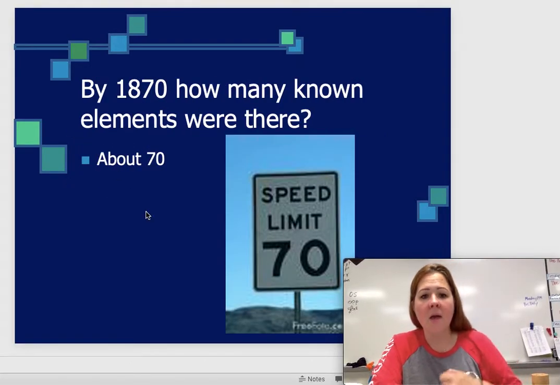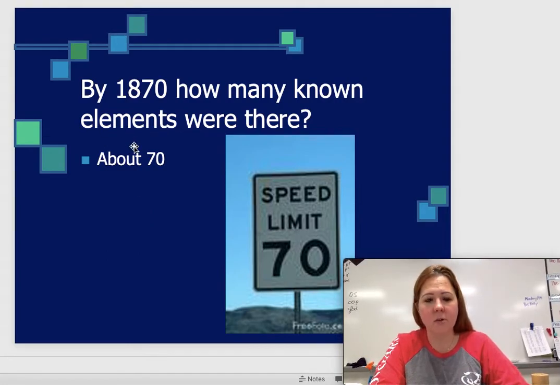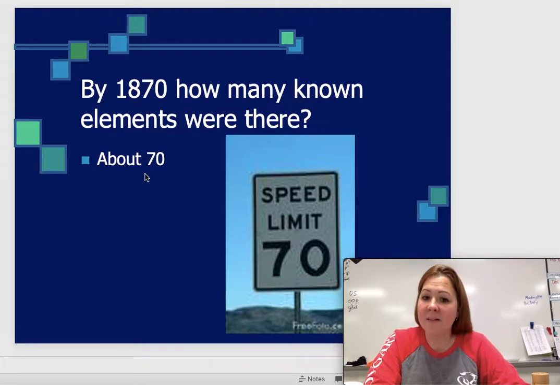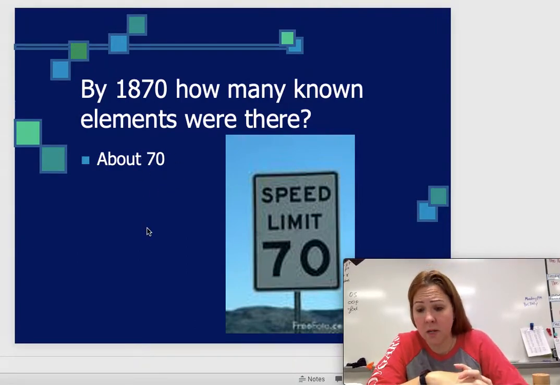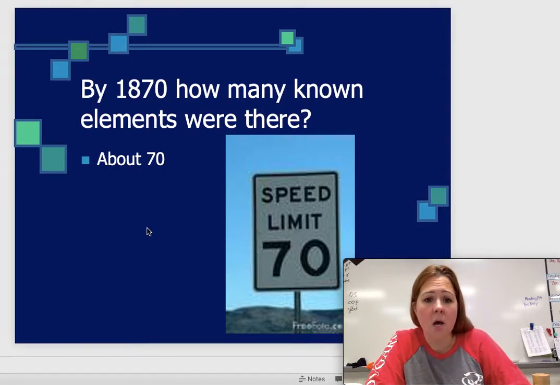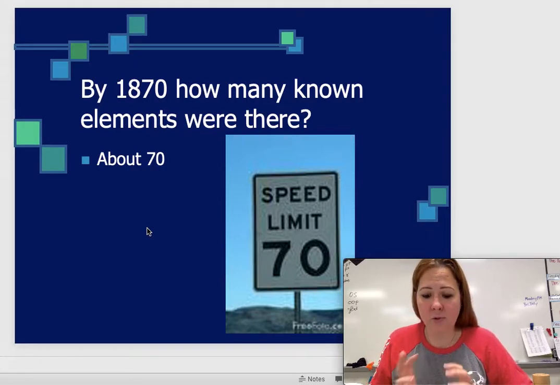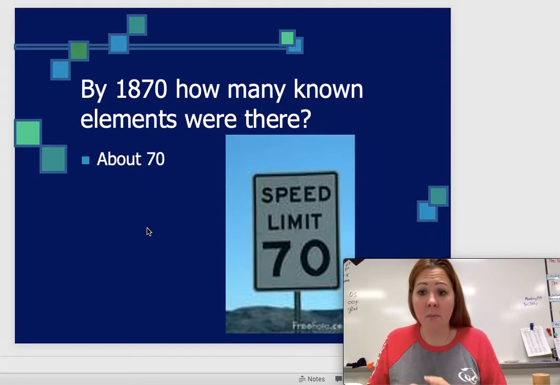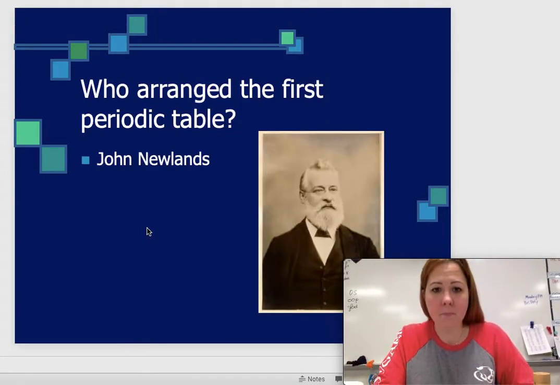Now 100 years later, 1870, actually 170 years later, I guess, we had about 70 elements. We about doubled how many elements we found out about. Again, we had technology getting better. We had different ways of identifying what is an element versus what is a compound. So as chemistry kind of exploded in that time, we were able to find new elements throughout history.